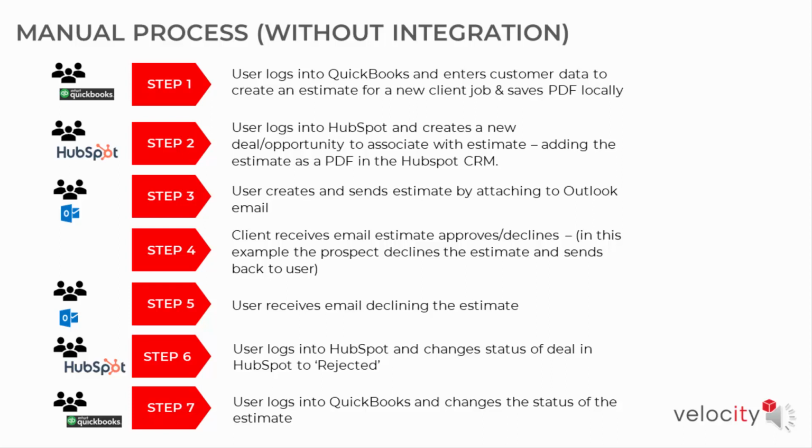So all in all, there's sort of 7 steps to that process, but as you can see, they're logging into multiple systems multiple times, so it's fairly cumbersome from that perspective, and not overly joined up. You've also got a replica, or duplication rather, of data in QuickBooks and of data in HubSpot CRM.